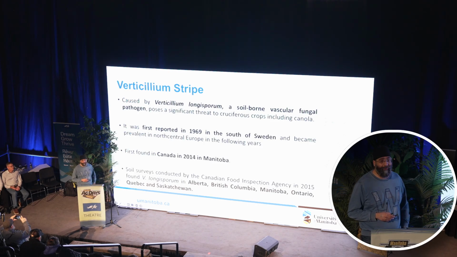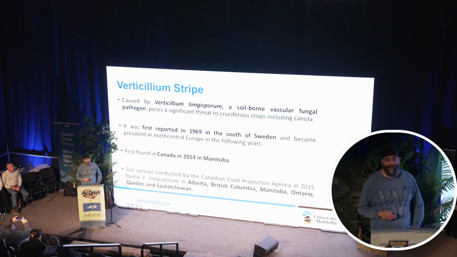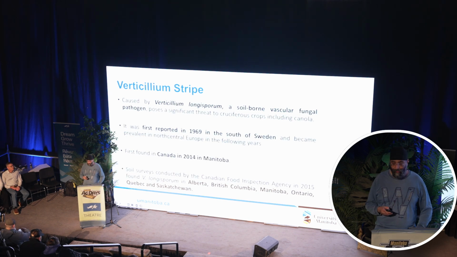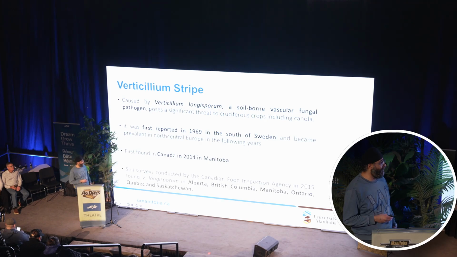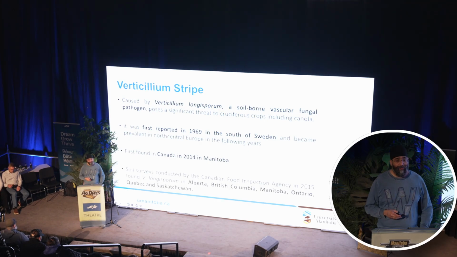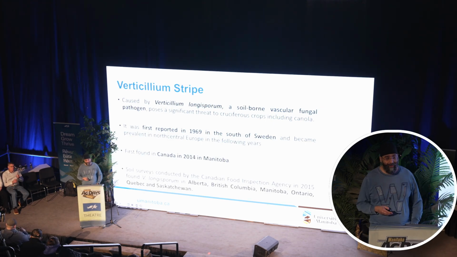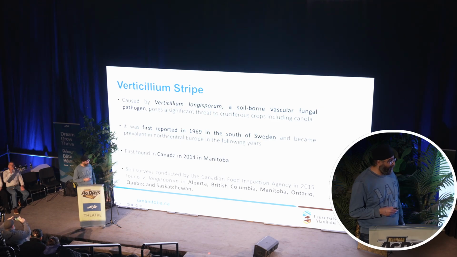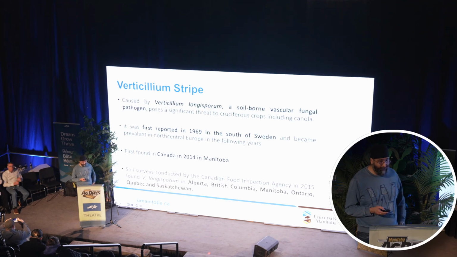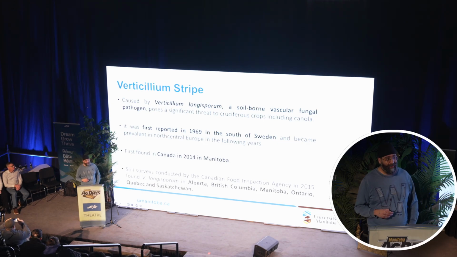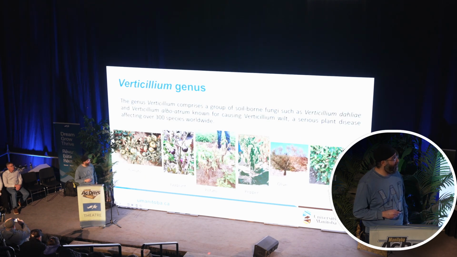But in Europe, this was first reported in 1969 in the south of Sweden. From that point on, the disease has really taken off and can now be detected in almost all European countries and almost all cruciferous crops. In Canada, this was found in 2014 right here in Manitoba. This prompted a CFIA survey where they could detect it in almost all different provinces, now in Alberta, British Columbia, and Saskatchewan. So it seems to be moving westward. Now it's detected very heavily in Saskatchewan, a little bit in Alberta, and also appearing in British Columbia.